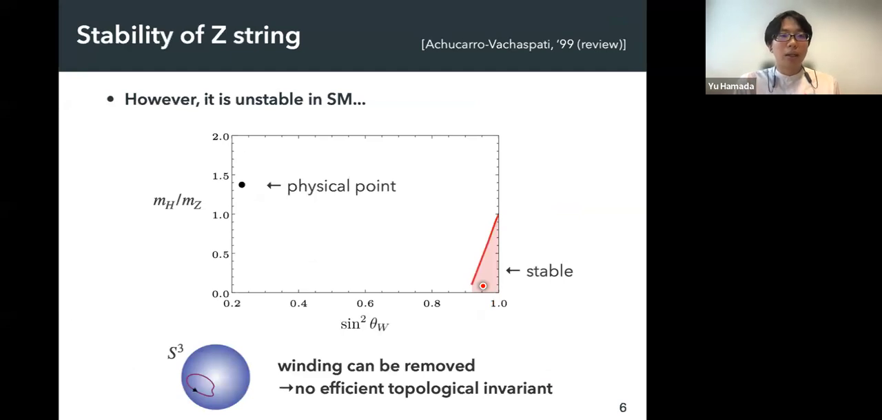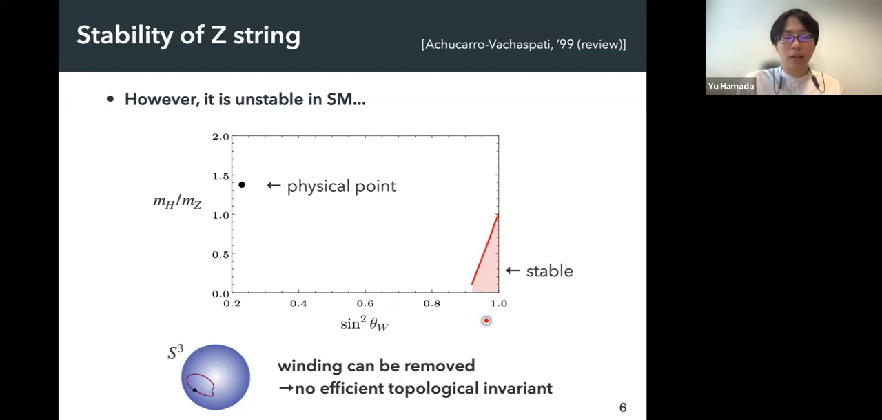However, this Z string is unstable in the standard model. There have been a lot of studies so far. This was actually a very hot topic in the 90s, but nowadays it's not so popular. Anyway, there are a lot of studies about the stability of the Z string, and it is known that it can be stable in this region.